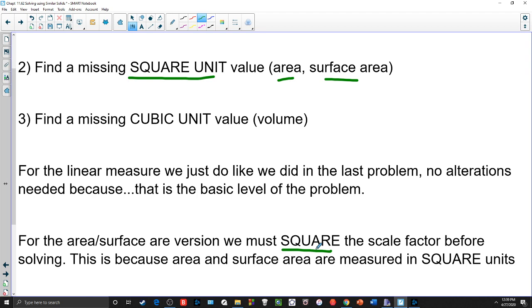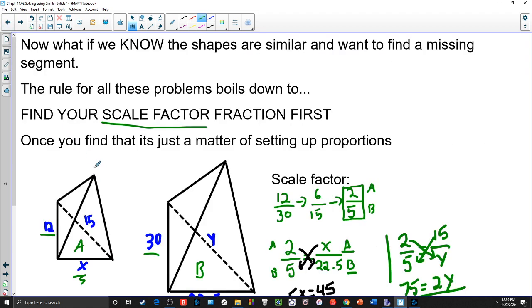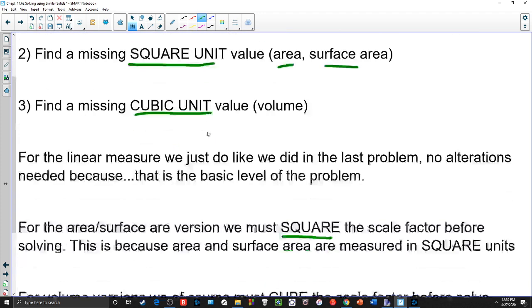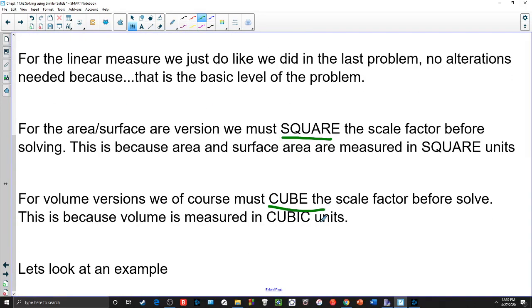So if I asked you, okay, find the surface area of this prism given that the surface area of this prism is 20, well, you would square the scale factor fraction first and then set it up like we did before. A area over B area is equal to the square of the scale factor, and then cross multiply. And then for volume, which is a cubic unit, like meters cubed, feet cubed, inches cubed, you'd have to cube the scale factor first before you cross multiply.